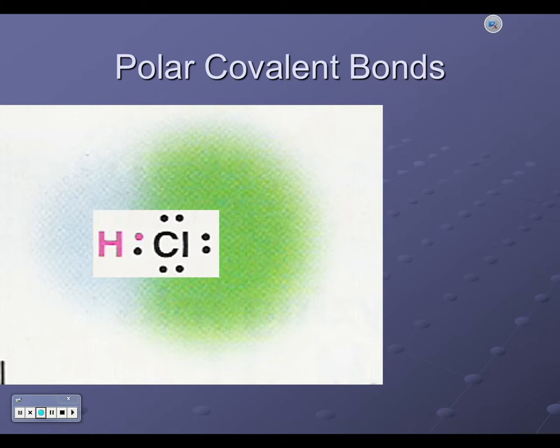So here is a picture of a molecule between hydrogen and chlorine. Hydrogen and chlorine are both non-metals, so they are forming a covalent bond. However, if you look at their electronegativity values, chlorine is about 3.5, hydrogen is about 2.5. So there is a large difference between chlorine and hydrogen as far as electronegativity is concerned.